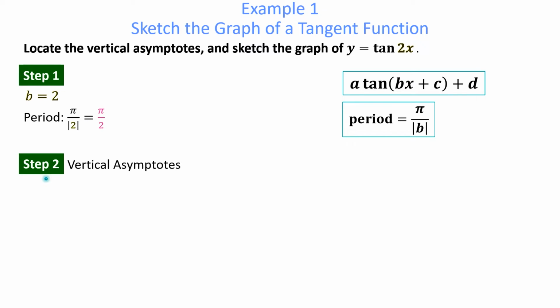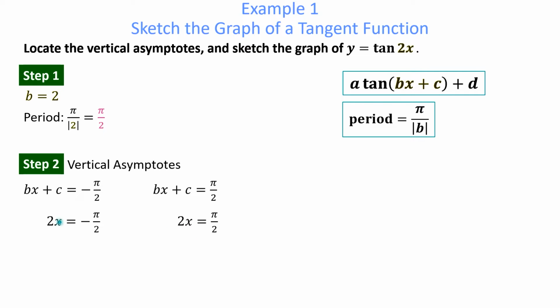Now for step 2, we'll be finding the vertical asymptotes. Now if you recall, these are the two equations we need to solve for the values of x to find out what the vertical asymptotes are. Now if you can see bx plus c is just simply this bit in the bracket. And this bit in the bracket is equivalent to 2x in this particular question because b is equal to 2 and c is 0. So this whole part in the bracket can be replaced with 2x. So I can replace bx plus c here with a 2x and the bx plus c here with a 2x. And now we can solve.